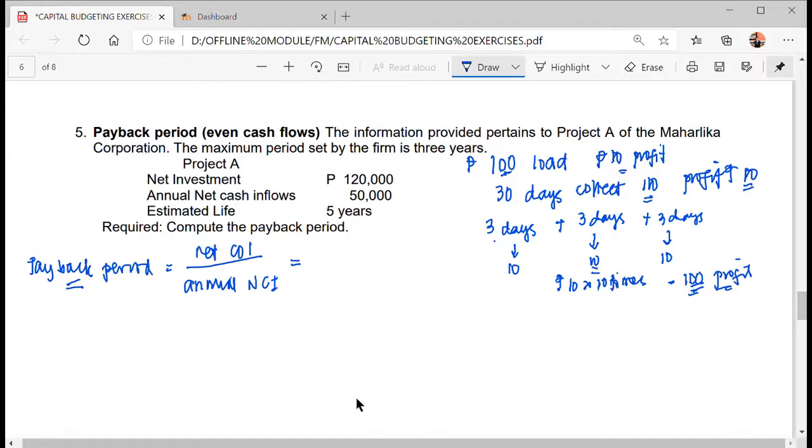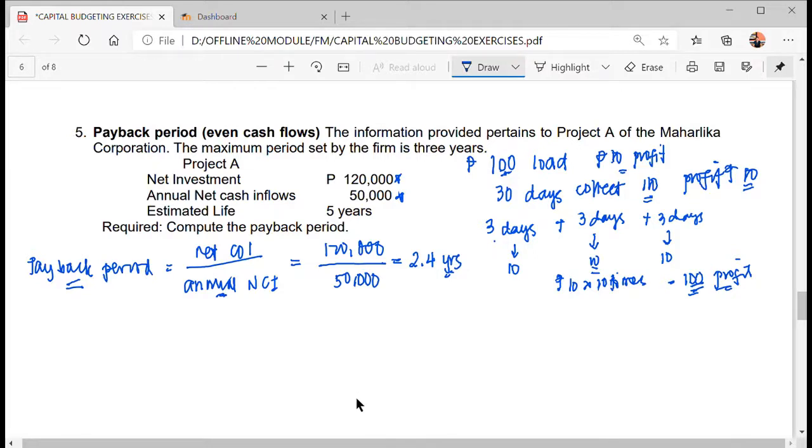You compute the payback period. The net cost of investment here is given, so you have 120,000. And our cash inflows are given, so there's no problem. You have 50,000, so the answer would be 2.4 years. Why years, ma'am? Because the cash inflow is annual, every year. So it will take you 2.4 years before you can recover your investment.